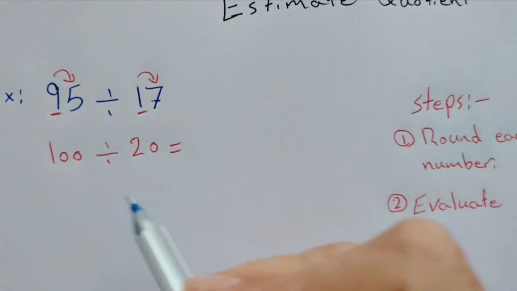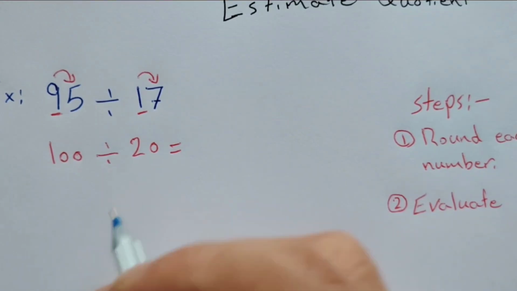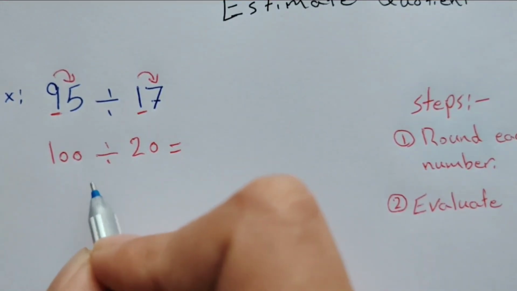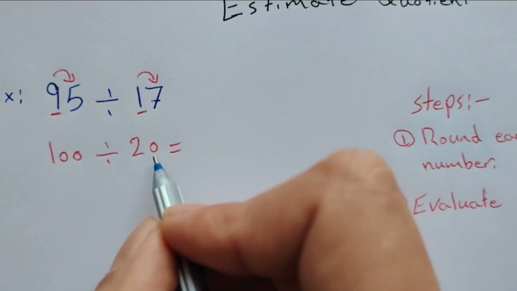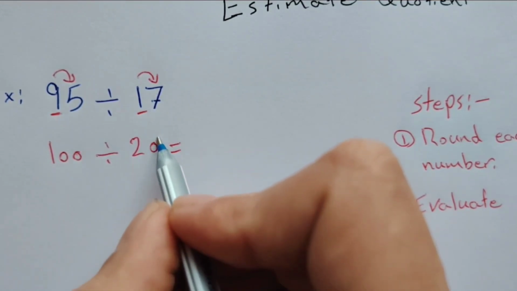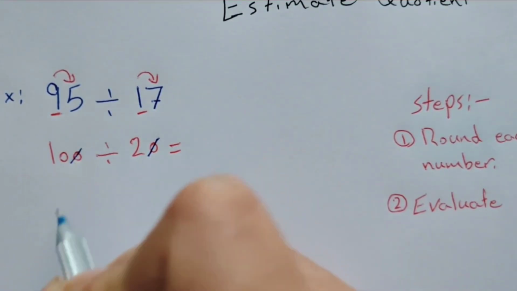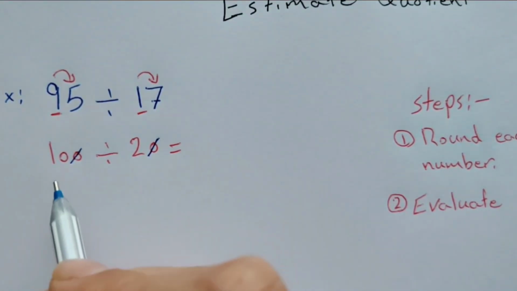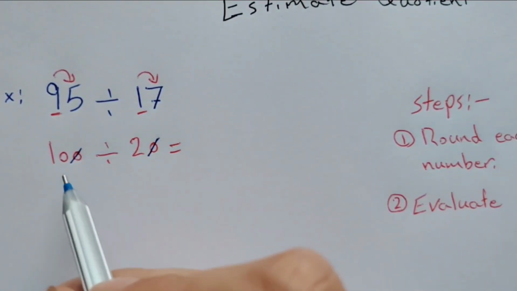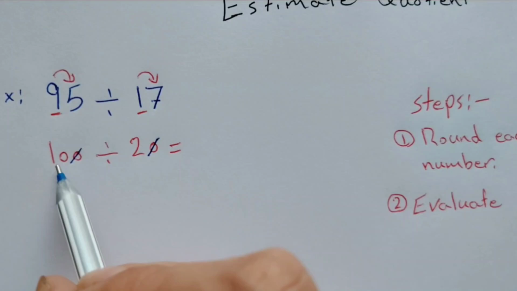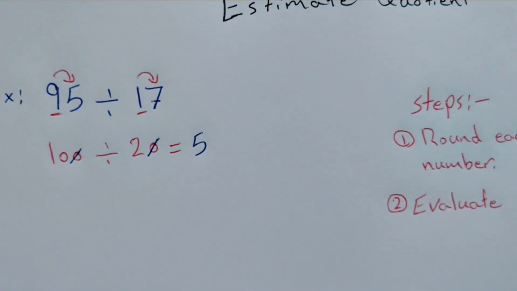Now, when we have zeros in the dividend and the divisor, both of them, we will try to cancel. But how many do we cancel? We cancel as many as we have in the divisor. For example, here we have one 0 in the divisor. We're going to cancel that with one 0 in the dividend. Now what's left to do is to divide. Remember, second step, evaluate means divide. Now we have 10. 10 divided by 2 will be 5.